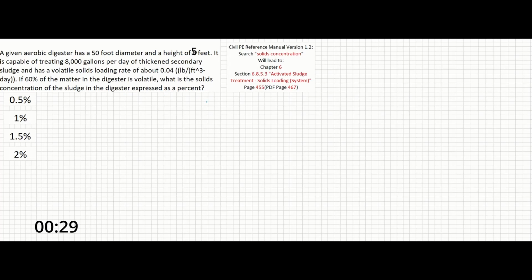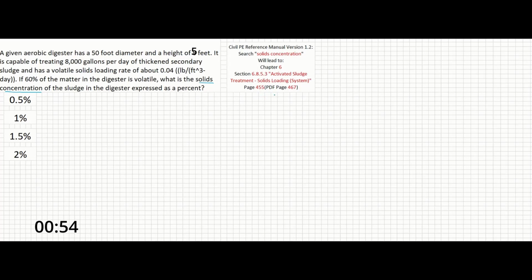So the first thing we need to do is use our reference manual. The problem is asking us to find the solids concentration. If we search solids concentration, this will bring us to Chapter 6, Section 6.8.5.3, to a section below activated sludge treatment called Solids Loading System. And this will be on page 455.